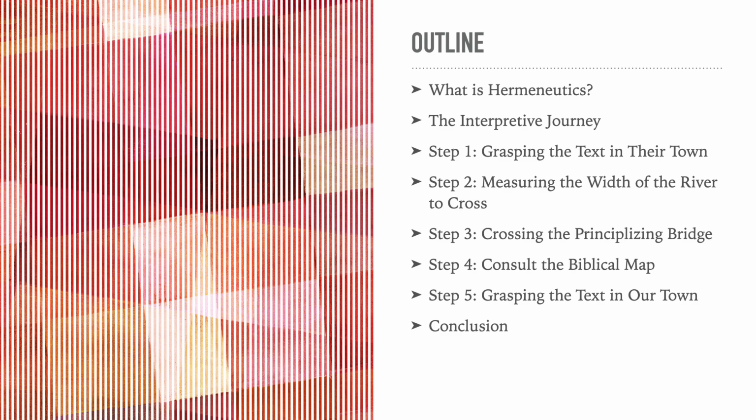Step 1, grasping the text in their town. Step 2, measuring the width of the river to cross. Step 3, crossing the principalizing bridge. Step 4, consult the biblical map. Step 5, grasping the text in our town. And finally, a few concluding thoughts.